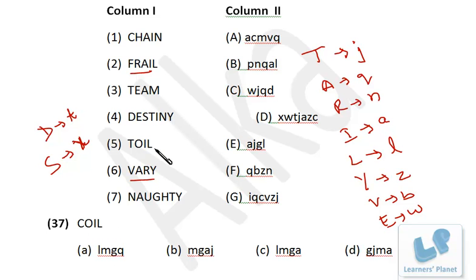Now let's see this one, C-O-I-L. T-O-I-L we already know, right? T-O-I-L is A-J-G-L, right? Now T is J. O we don't have. I is A. And L is L. Now our option must be having A and L. So here we don't have A L, here we don't have A L, here we have it, here we don't have. So L M G A, that's the correct one.